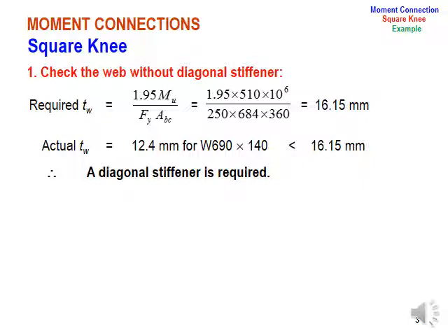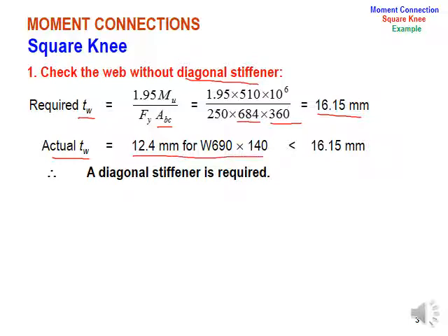The design is very simple, in which you first have to check the web without the diagonal stiffener. You already have the formula in which you can input all of the values. The required tw is based on the depth of the beam times the depth of the column, db into dc. You get an answer equal to 16.15 millimeter. Your actual tw is equal to 12.4 millimeter for W690 x 140.